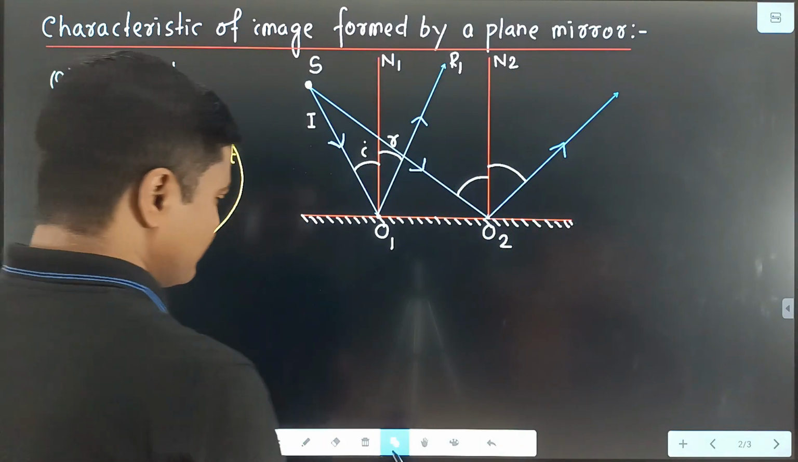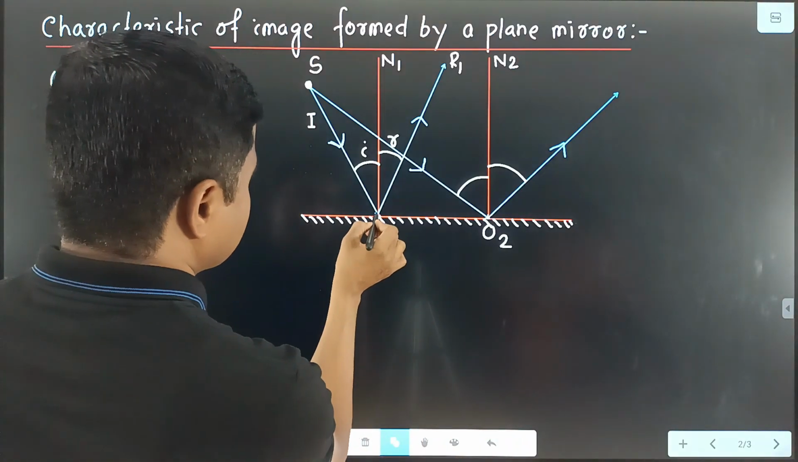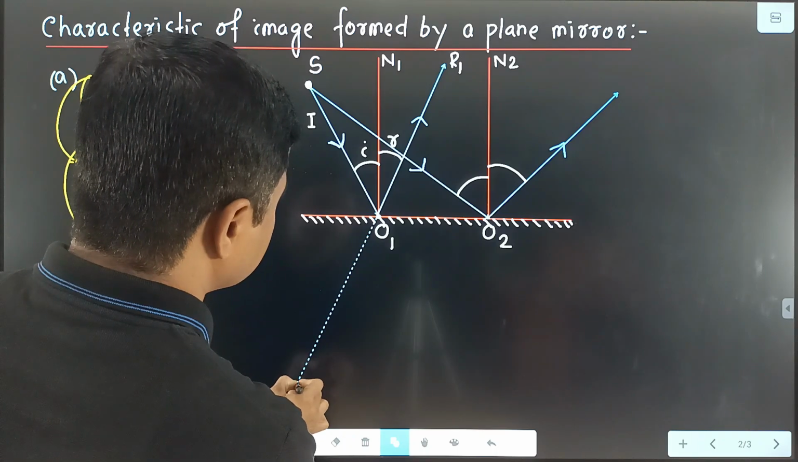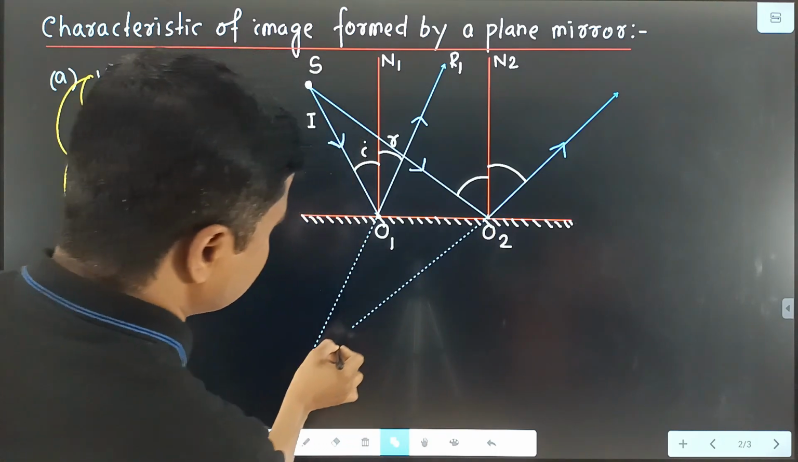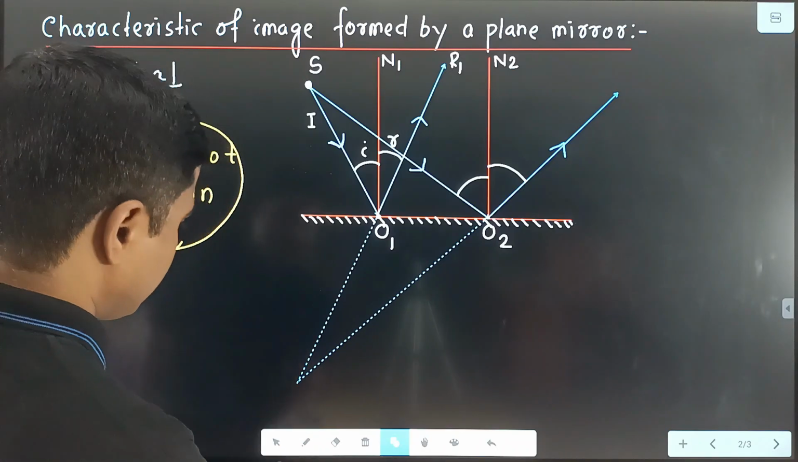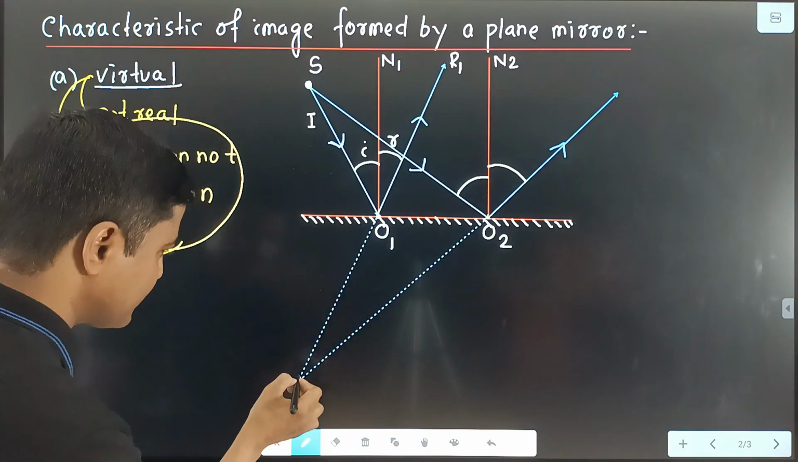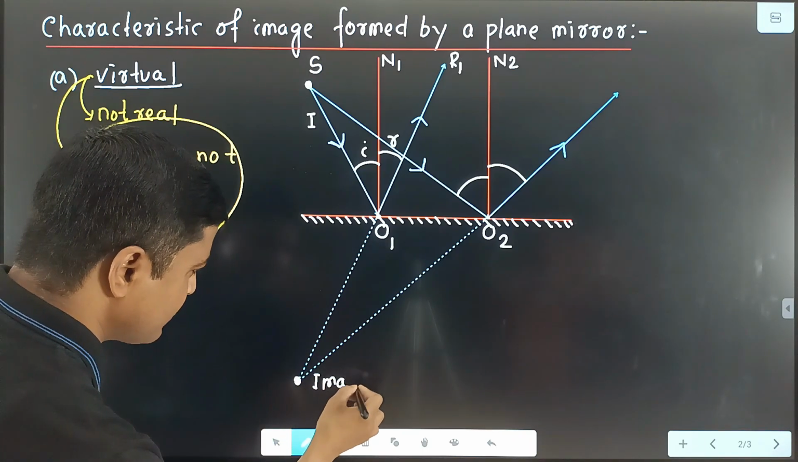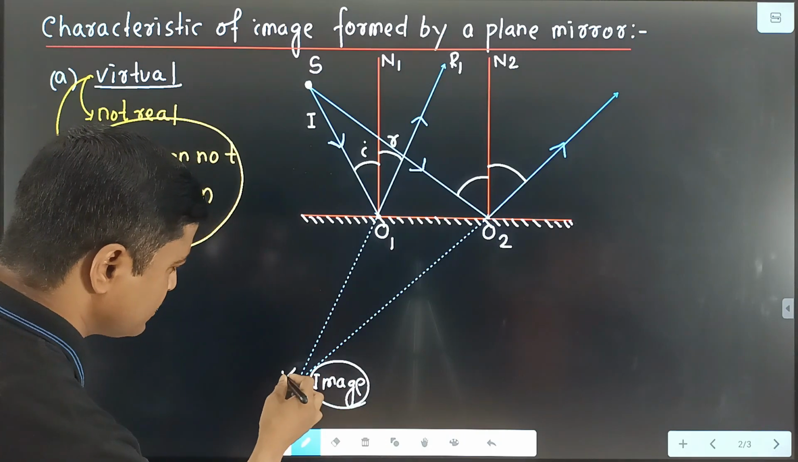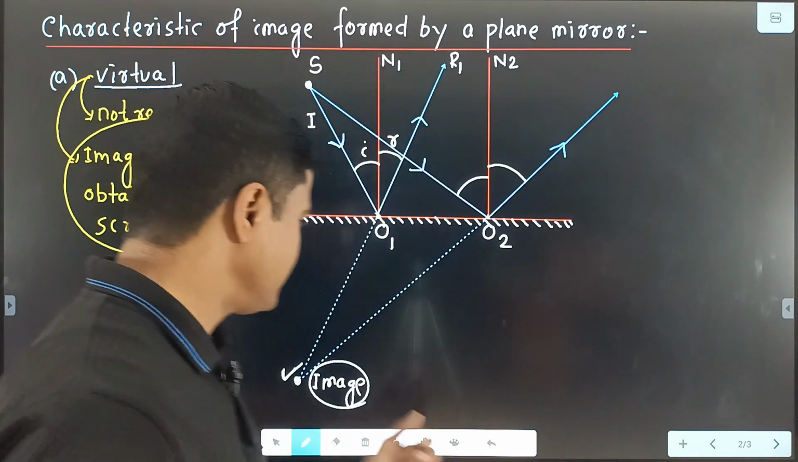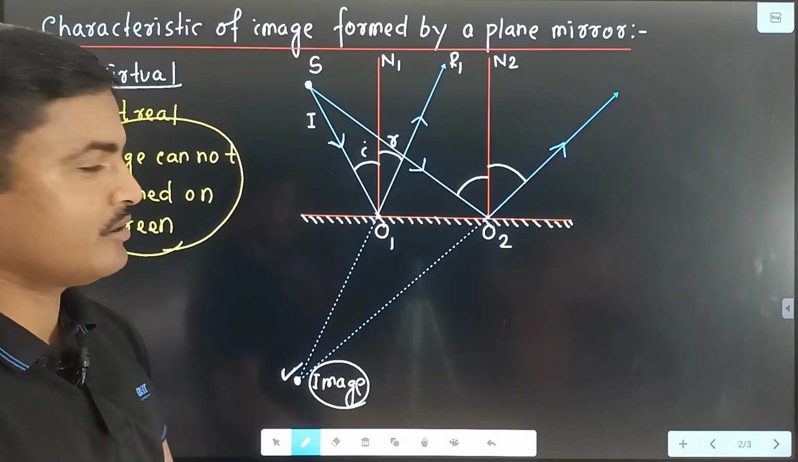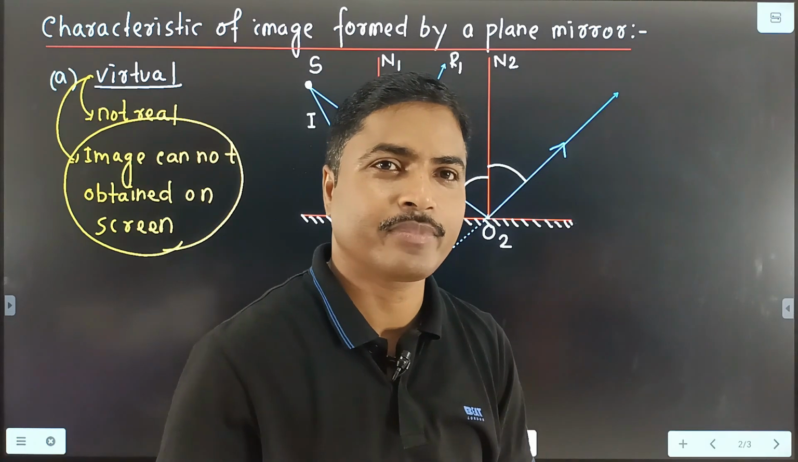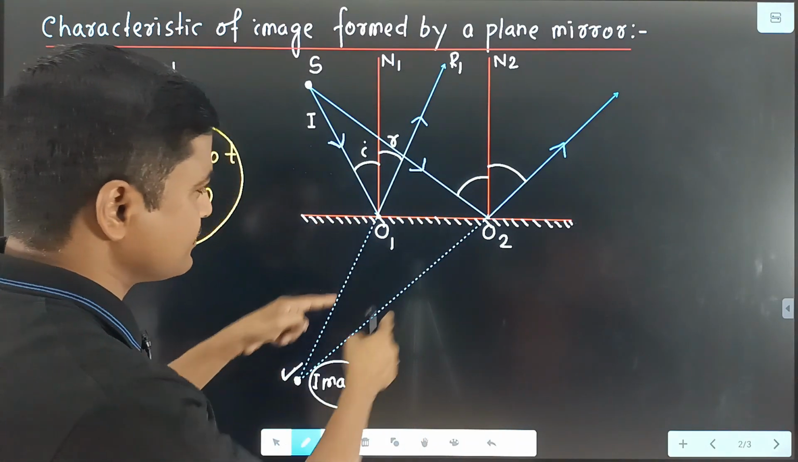Then what happens? We extend both the rays in the backward direction. We extend the first reflected ray backward. Similarly, we extend the second reflected ray backward, and suppose both the reflected rays meet at this point, so the image is formed at this point. This one is the position of the image. And in this figure, on the back side of the mirror, no light is there, no rays are there. And these rays are not real rays.